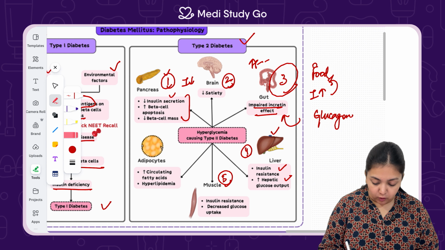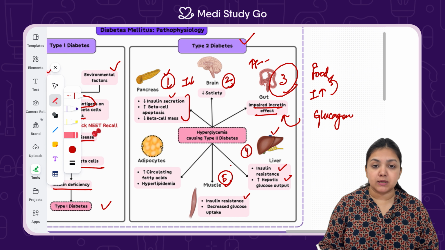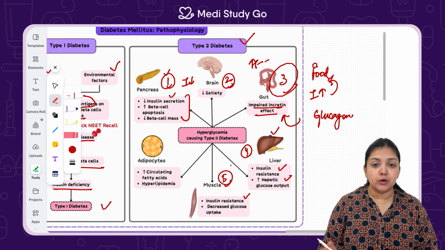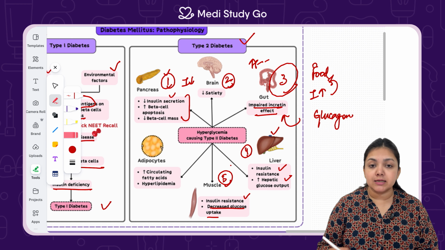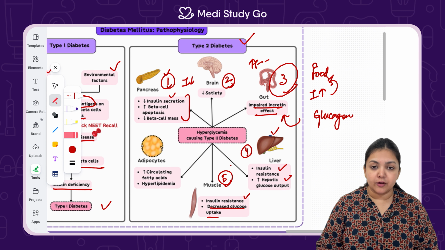If the muscles get involved, there is again insulin resistance, and the cells in the muscles are not going to take up the glucose. So there will be decreased glucose uptake, which leads to excess glucose being present in the blood. Therefore, again, a hyperglycemic situation will be there.